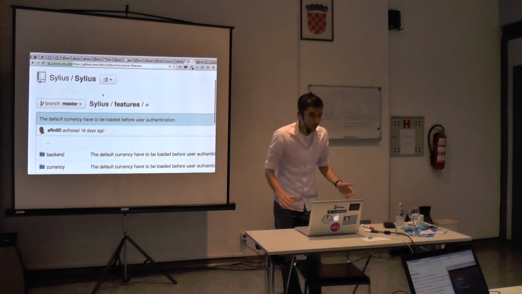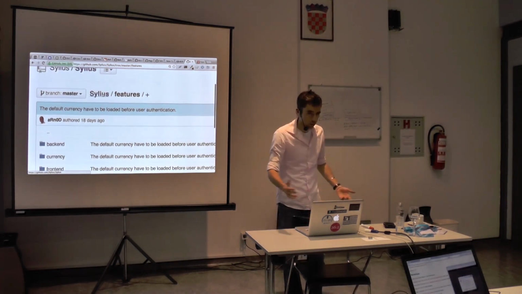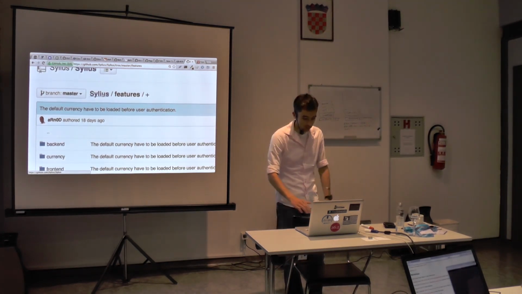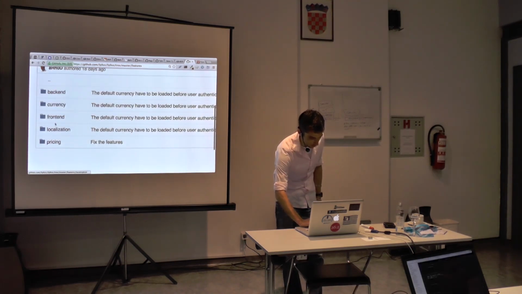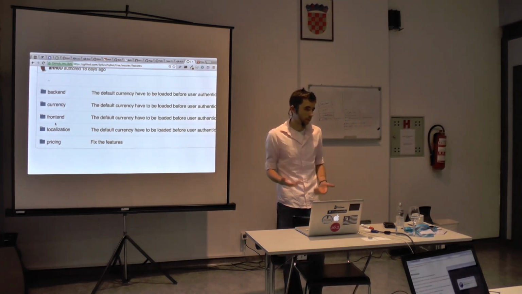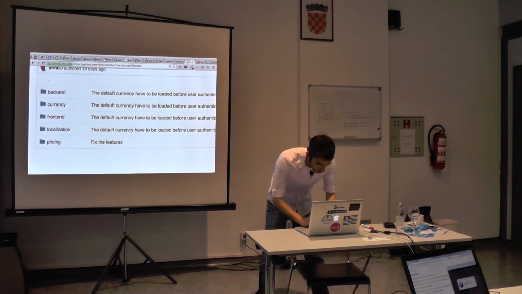So in the Sylius repo, not surprisingly, you have a features directory. So it really is just like what we did. They further broke theirs down into subsections, but you'll find everything in there just like ours.